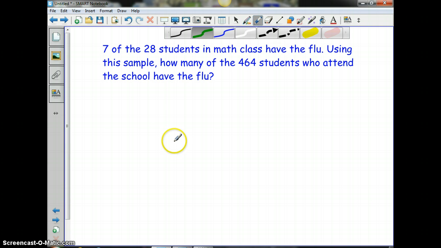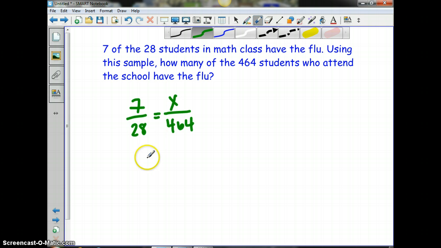Now what about this example? 7 of the 28 students in math class have the flu. Using the sample, how many of the 464 students who attend the school have the flu? So if we were to use this sample, 7 over 28 equals x over 464, because this is the total students. We don't know how many of that total has the flu, but we could predict using the sample.